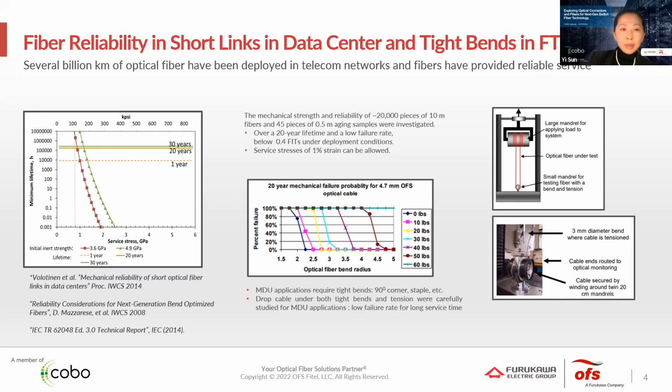In the past 3 to 4 decades, several billion kilometers of optical fibers have been deployed in telecom networks, and it has been proven to provide reliable service. And that is done by doing a proof test after the fiber draw at 1% strain to limit the weak points in the fiber, followed by a qualification test for optical performance. And the fiber put in the field in the cable is designed to experience service stress of only one third of that proof test strain. So that's a way to get to a warranty of extremely low failure rate.